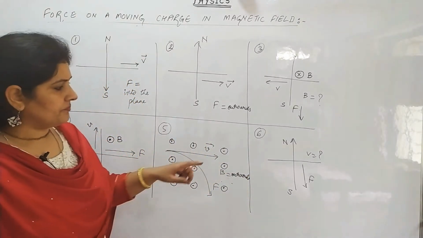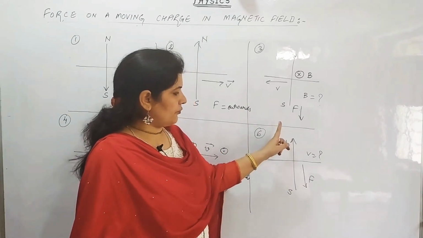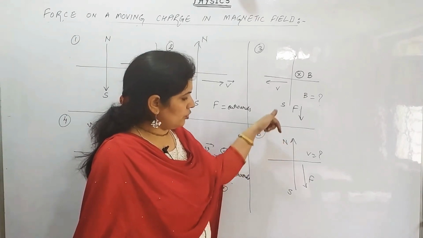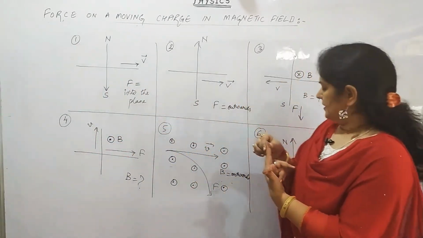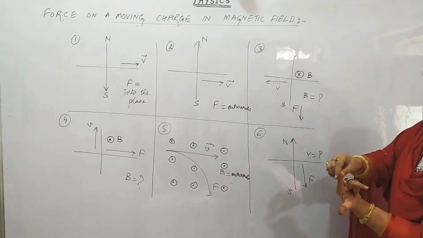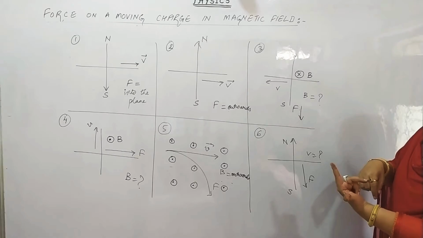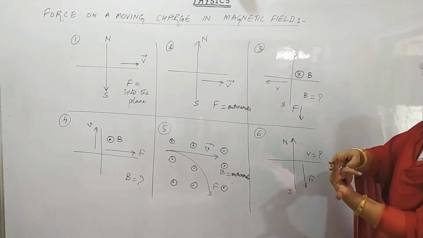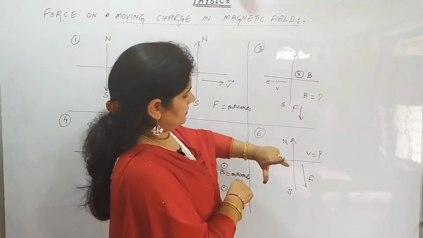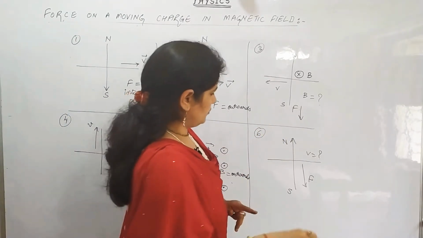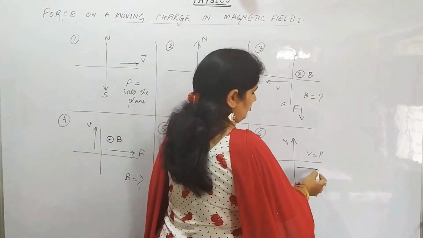The last one: the direction of magnetic field is upward, shown by the arrow. Force is downward. We have to find the velocity. Magnetic field is upward and force is downward, but something is wrong here. Upward and this is downward. So I have to change this. Say the force is on this side.